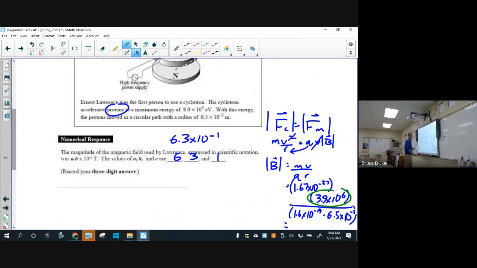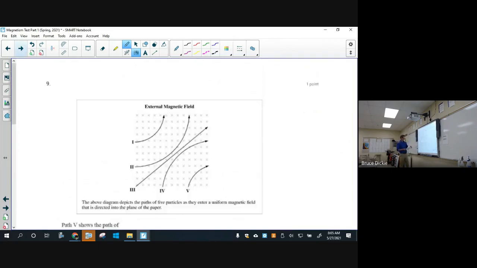But depending upon whether you had A, B, C, or D in the previous one, you could have gotten 246, 2.4 times 10 to the negative 6, 2.7 times 10 to the minus 1, or you could have gotten 1.6 times 10 to the minus 9. So any of those 4 answers would have worked. 631 is the correct one, but it depends upon you having the correct answer in the previous question.